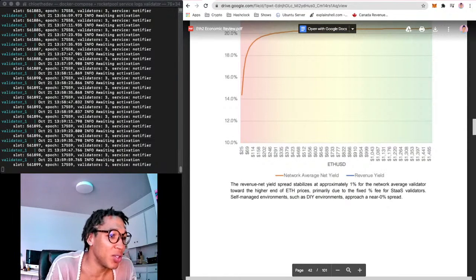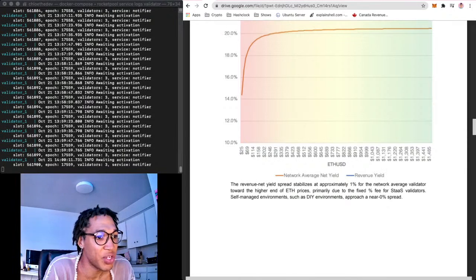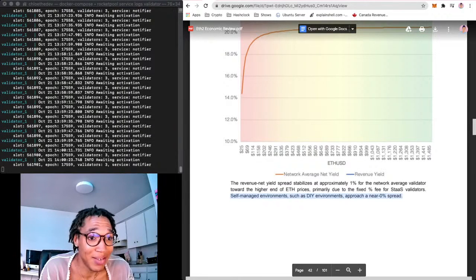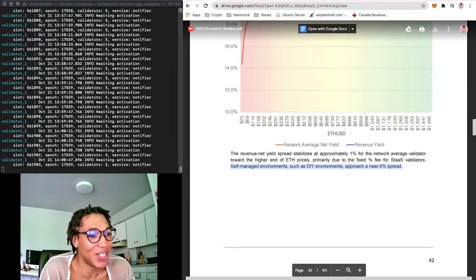The revenue net yield spread stabilizes at approximately 1% for the network average validator toward the higher end of ETH prices, primarily due to the fixed percent fee for SaaS validators. Self-managed environments, such as DIY environments, approach a near zero spread. So that's the plan for Marma J to be a self-managed environment, at least on a beacon chain level, and then to simply connect my own validator to that, and continue to allow others to connect their validators as well. That's the goal.